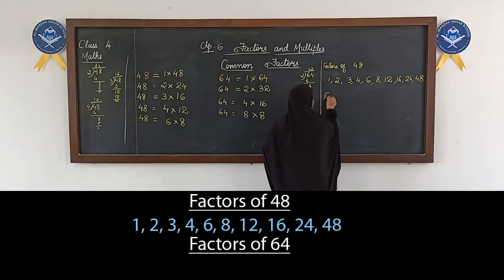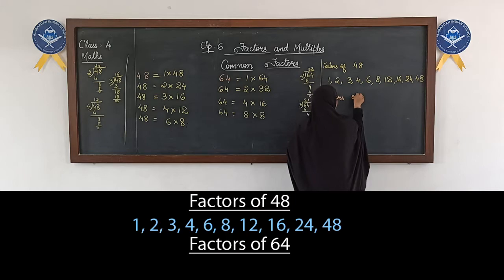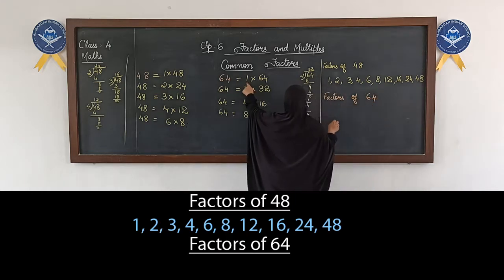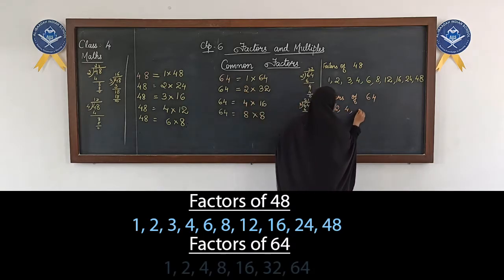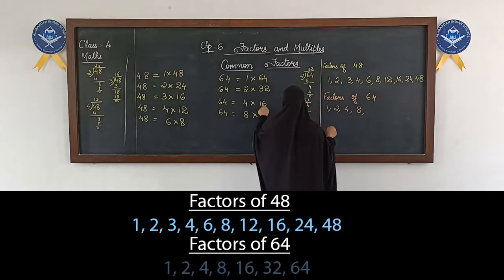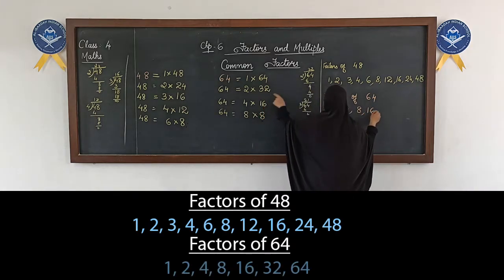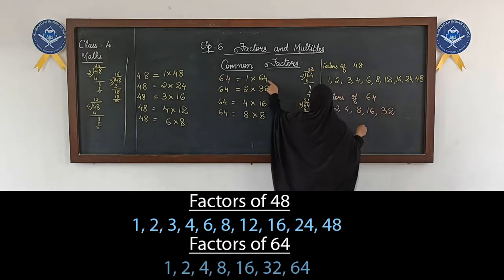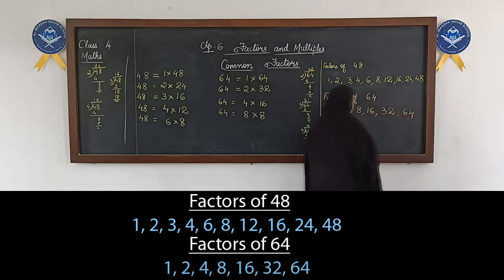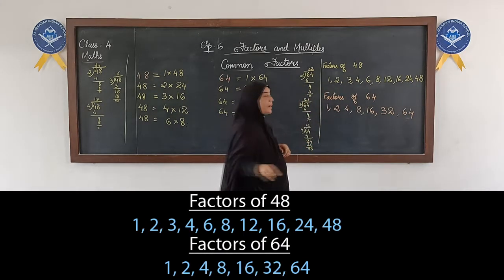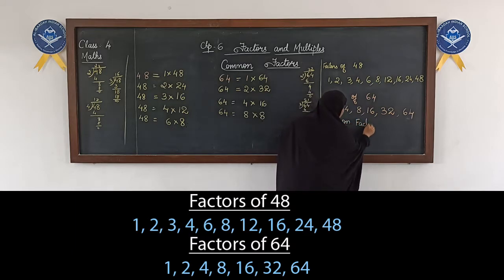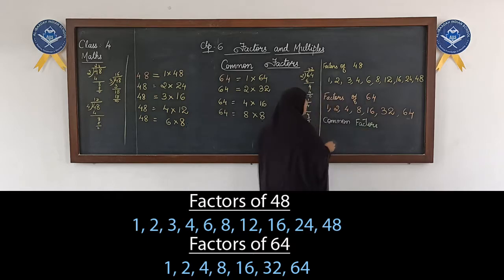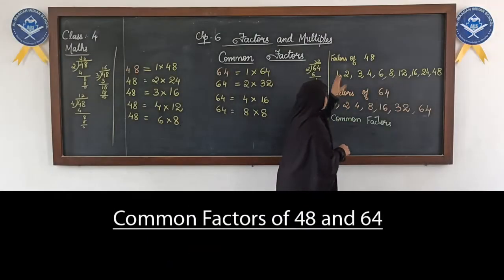Now we will list the factors of 64. Starting from 1, then we have 2, then 4, 8. We don't have to repeat this 8 again. We will straight away go to 16, 32 and 64. Now we will do the comparison and find which are the common factors over here. Now compare and start writing the common factors.